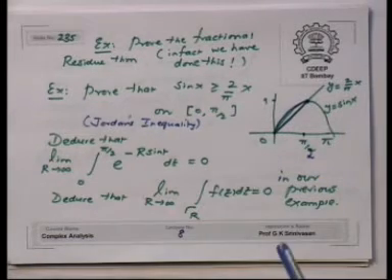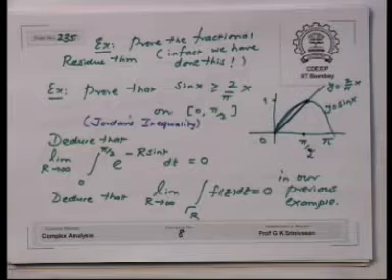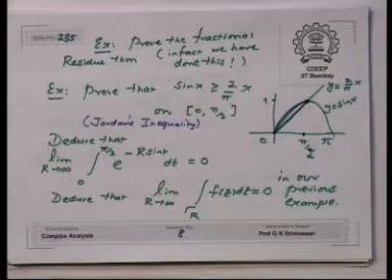Use this inequality to show that the limit as r tends to infinity of the integral from 0 to pi by 2 of e to the power minus r sin t dt is 0. And then show that in the previous example, the limit as r tends to infinity of the integral of f(z) dz over gamma r is 0. Please do these exercises, all right, and finish the problem.